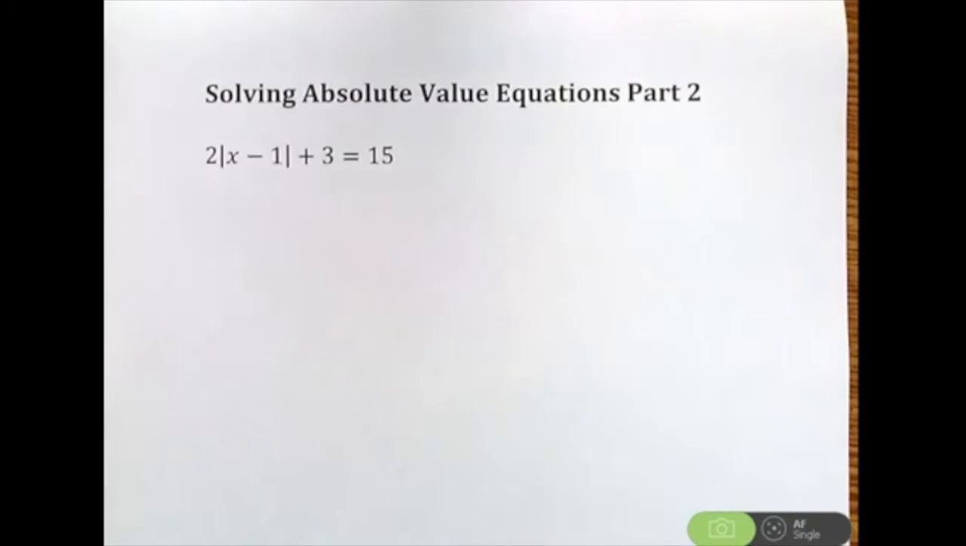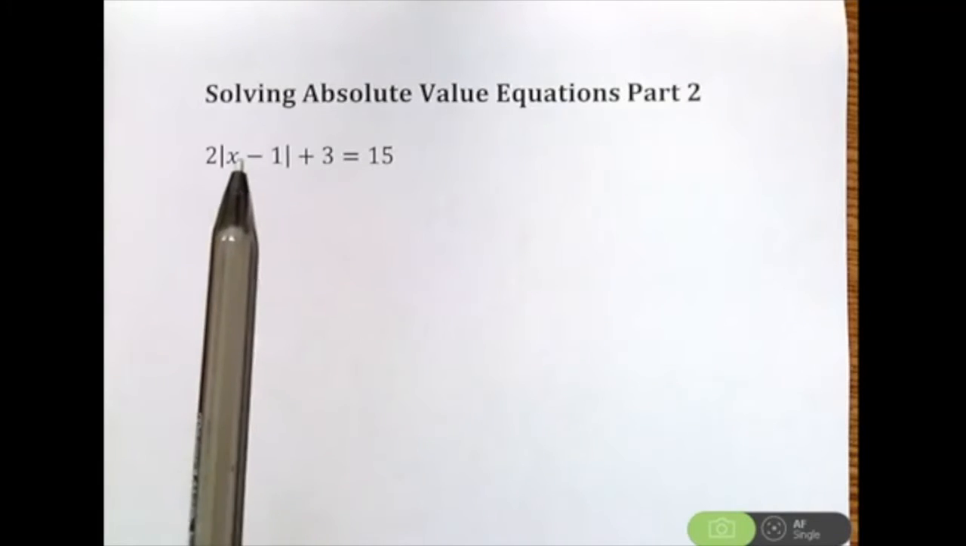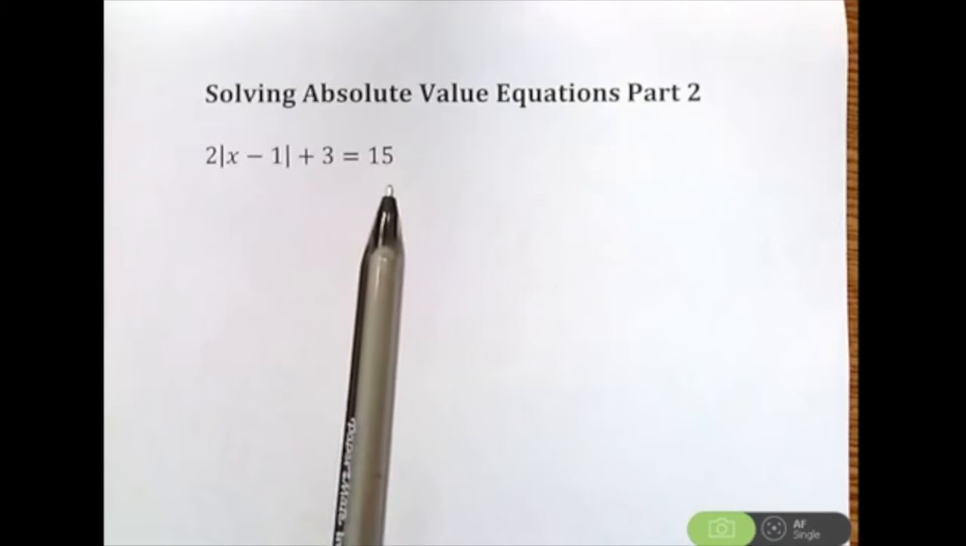Hey everybody, we're going to solve absolute value equations, and this is part 2 of me solving absolute value equations. If you have not yet seen part 1, I strongly suggest you do that so you have a little bit better idea of what's going on. So let's just jump right into it. I have 2 absolute value of x minus 1 plus 3 equals 15.